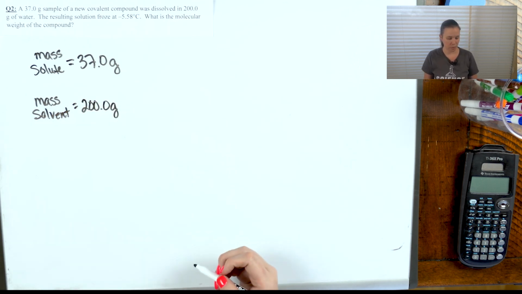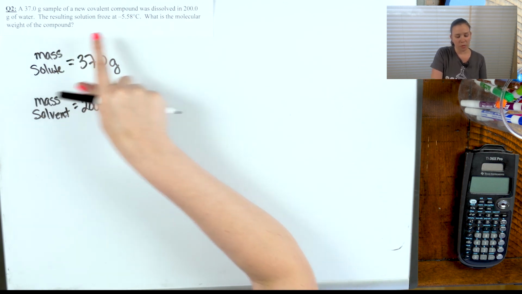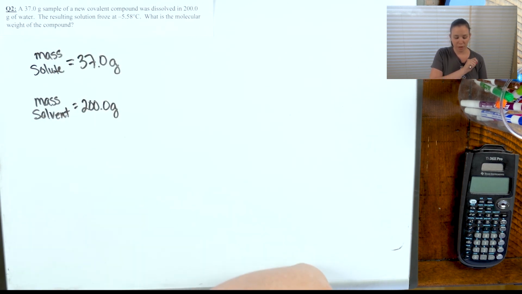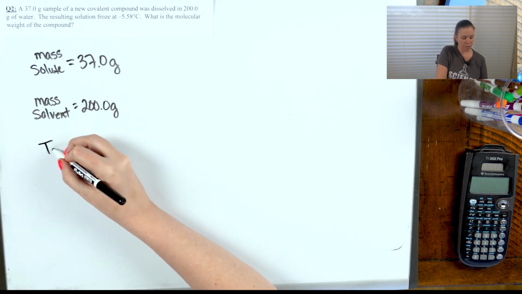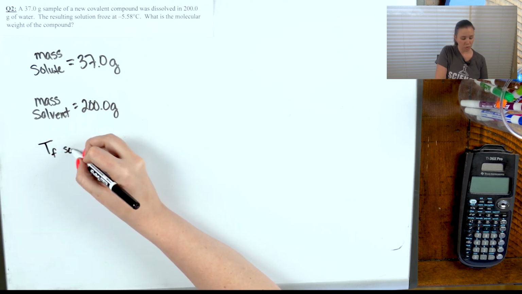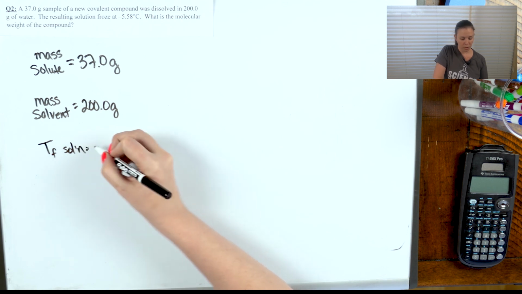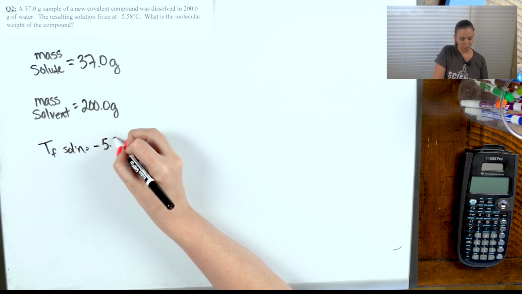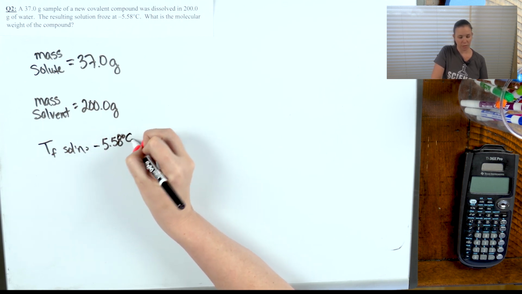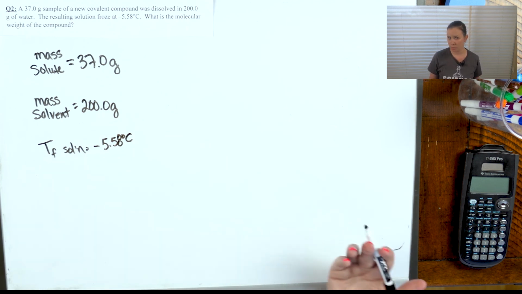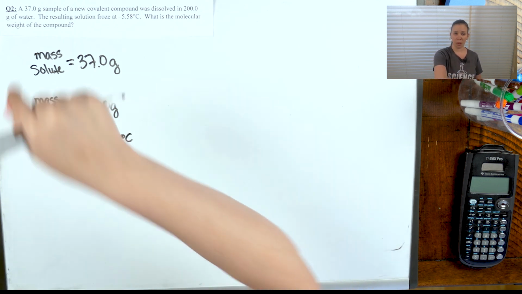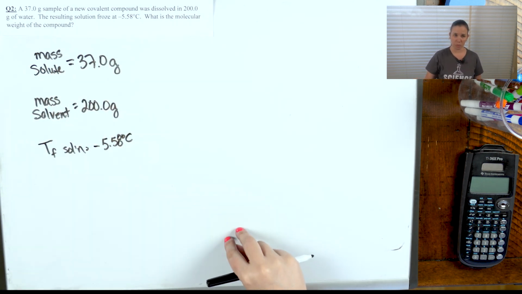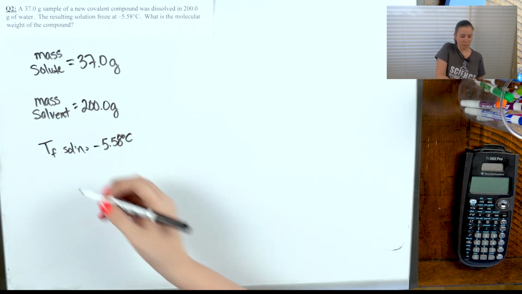Now, since this solution froze at negative 5.58 degrees Celsius, this would be the freezing temperature of the solution, negative 5.58 degrees Celsius. And then it just asks for what is our molar mass. The problem is it didn't give us the normal freezing point. But since we know it's water, we should know the normal freezing point. Normal freezing point of water is 0 degrees Celsius.